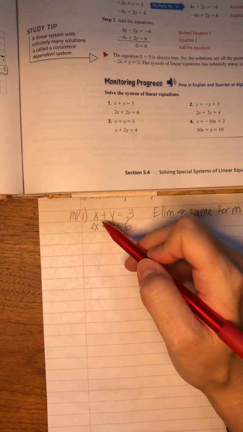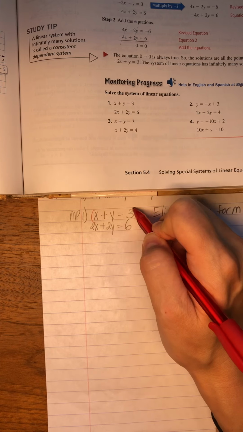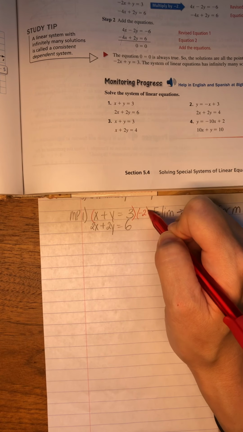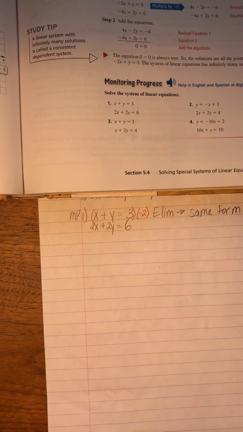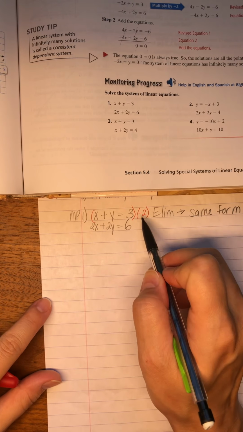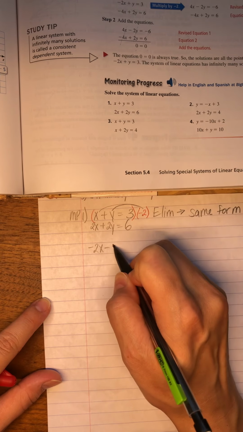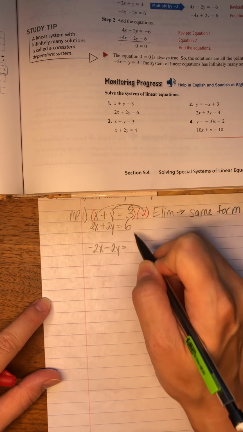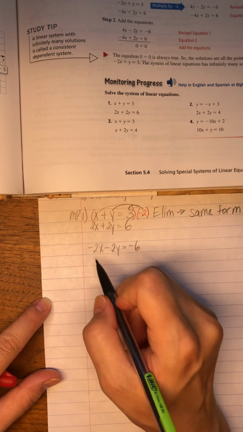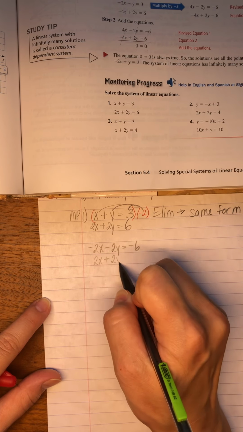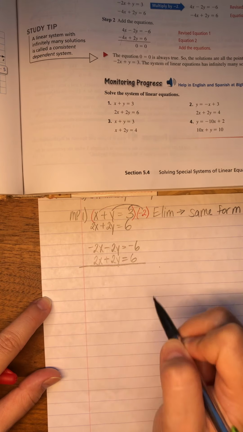Let's choose to do the x's. If this is a 2x, let's make this one a -2x. So let's multiply this first equation by -2, and then we can get these x's to cancel. Let's write our new equations. This would be -2x minus 2y equals -6. And our second equation stays the same. 2x plus 2y equals 6. Now we're ready to solve.